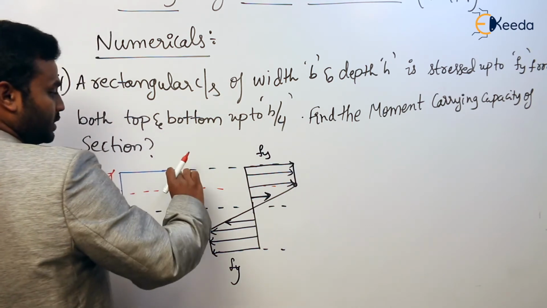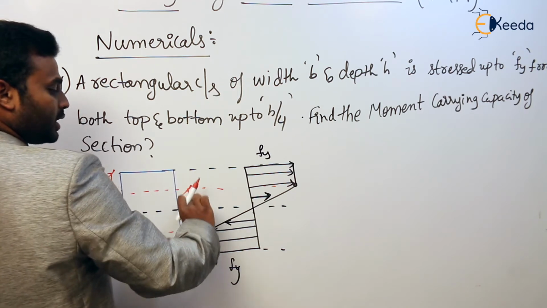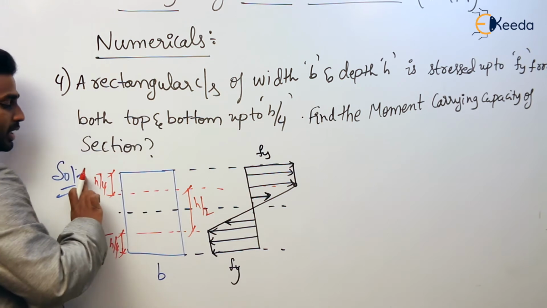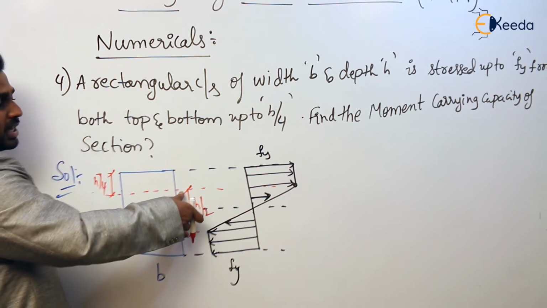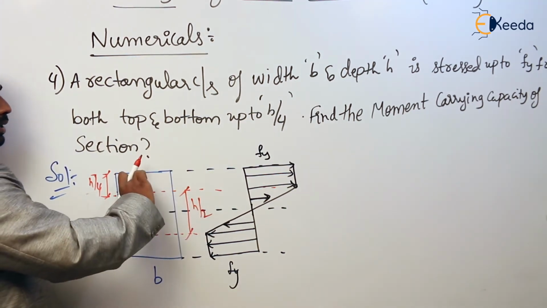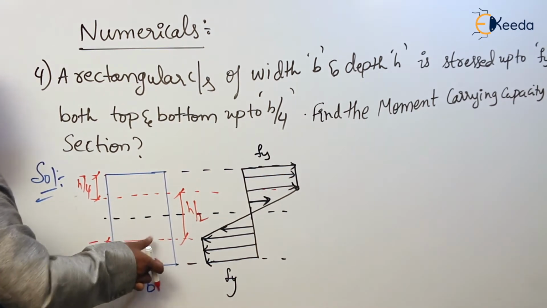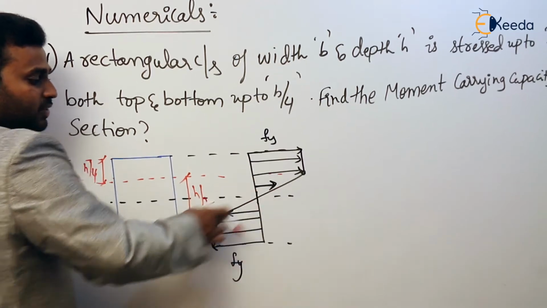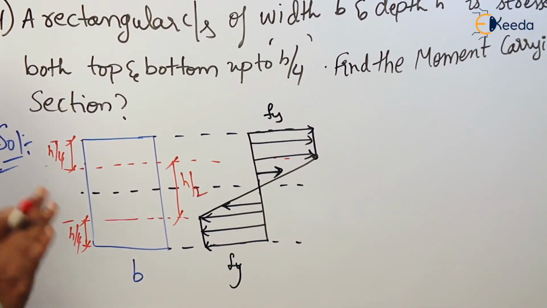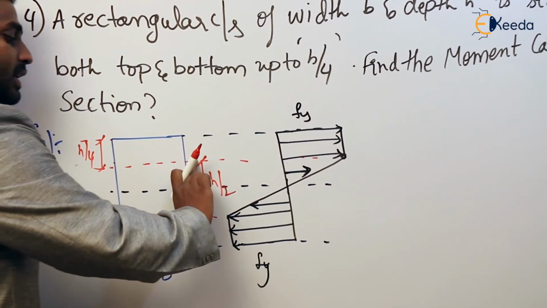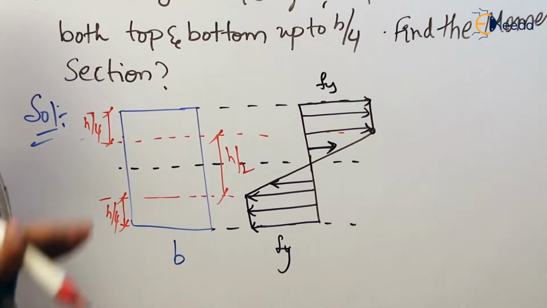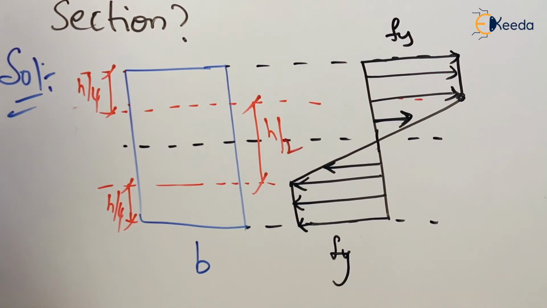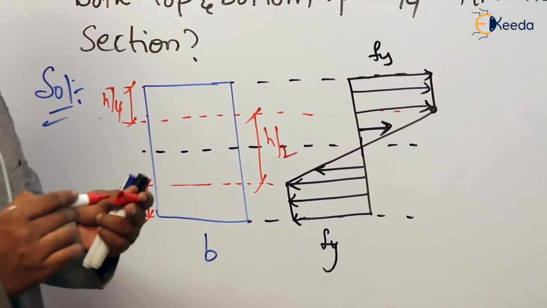This is H by 4 at the top, H by 4 at the bottom, and H by 2 in the middle. So throughout the depth H, this H by 2 is in elastic state and the top H by 4 and bottom H by 4 are in plastic state. For this H by 2 the stress variation is linear, and the remaining is constant. So for this H by 2 we can consider elastic state and use the same formula, M by I is equal to F by Y, but for the remaining we should not use that formula.